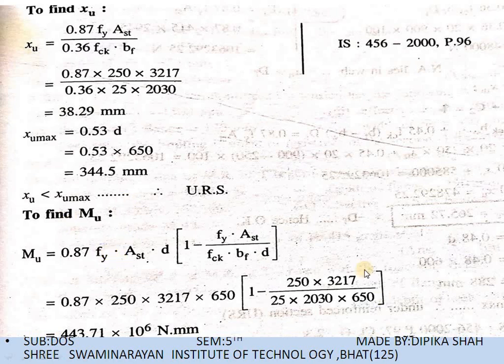In this equation we will put the value of Fy 250, the value of Ast 3217, which we have already provided, d is 650, again Ast is 3217, fck is 20, bf is 2030 and small d is 650. So after putting all the values, we calculate mu as 443.71 into 10 raised to 6 Newton into mm.